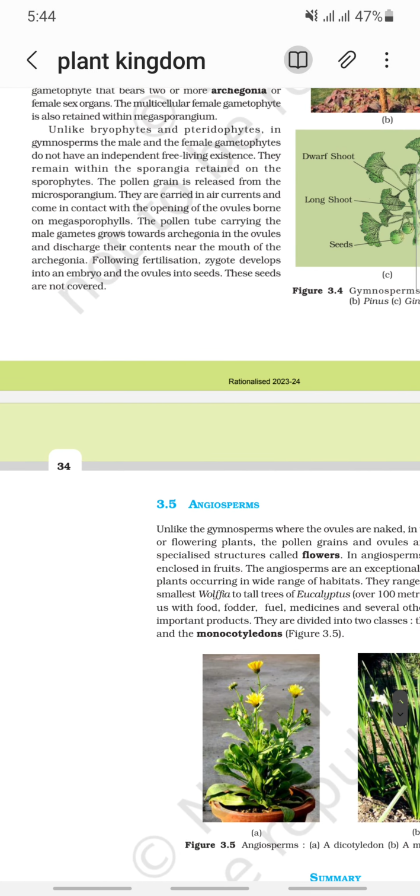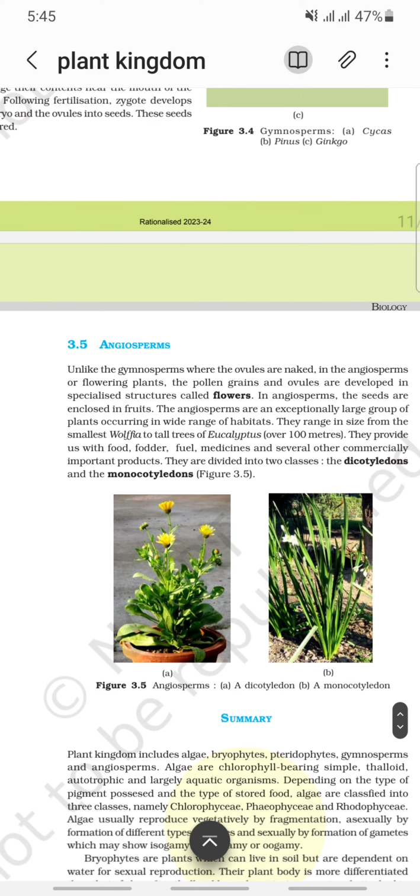Unlike bryophytes and pteridophytes, in gymnosperms the male and female gametophytes do not have an independent free-living existence. They remain within the sporangia retained on the sporophyte. The pollen grain is released from the microsporangium. They are carried in air currents and come in contact with the opening of the ovule on the megasporophyll. The pollen tube carrying the male gametes grows toward the archegonia in the ovules and discharges their contents near the mouth of the archegonia. Following fertilization, the zygote develops into an embryo and the ovules into seeds. These seeds are not covered. Angiosperms.